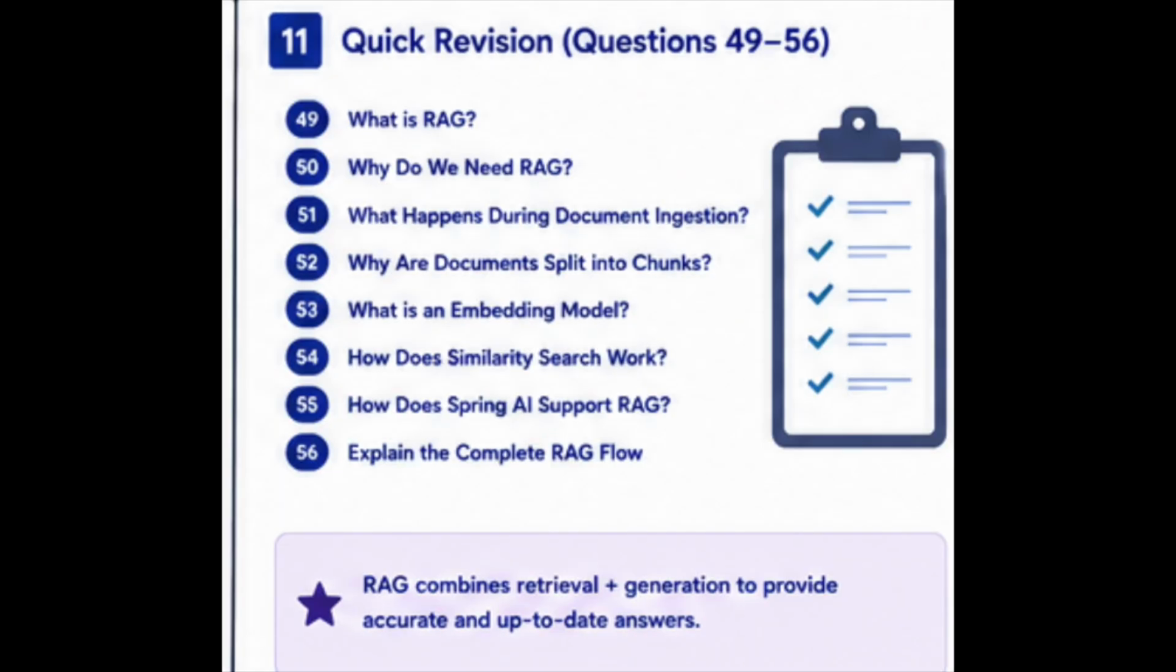Today, we covered the core concepts of retrieval augmented generation. We learned why RAG is needed, how documents are ingested, why chunking is important, how embedding models work, how similarity search retrieves relevant information, and how Spring AI helps build RAG applications.